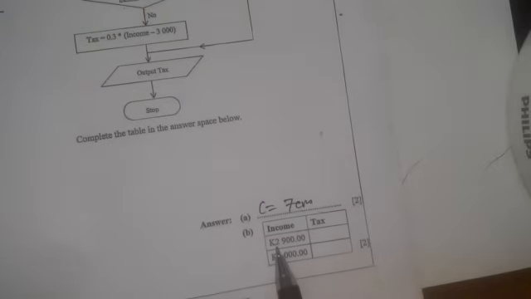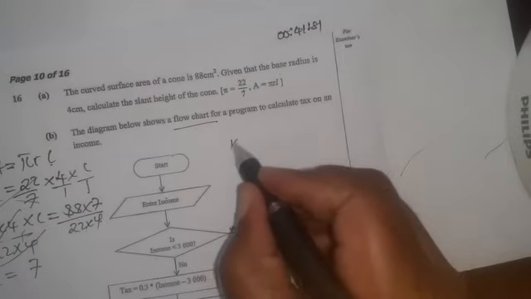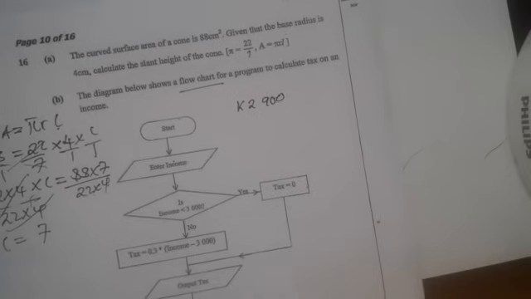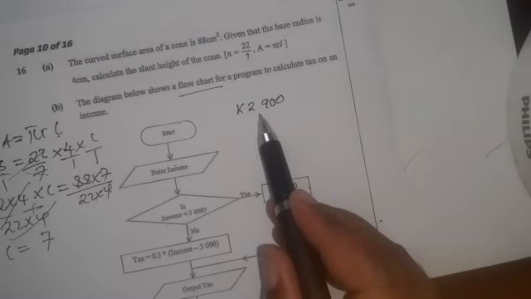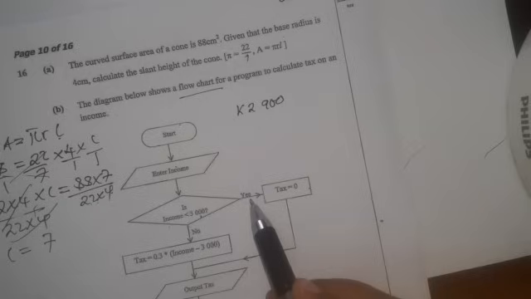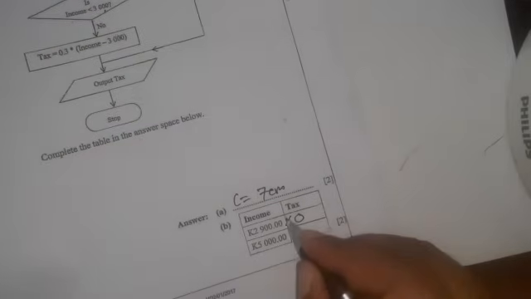Now, what is our tax that we are considering? 2,900 kwacha. So my income, sorry, 2,900 kwacha. So I'll say, is 2,900 less than 3,000? The answer is yes. So what is our tax? 0. So here you come and write 0. Or 0 kwacha. Or 0 ngwe. Alright? No tax, in short.